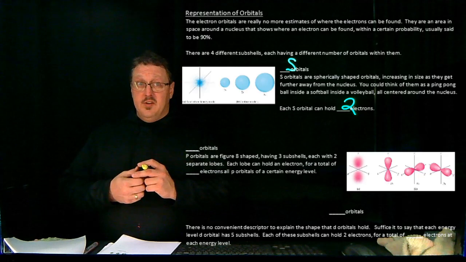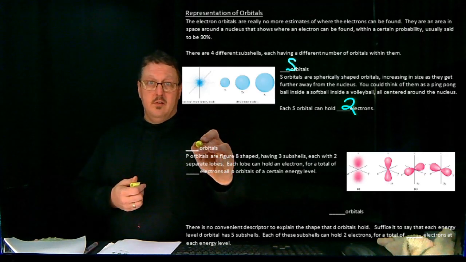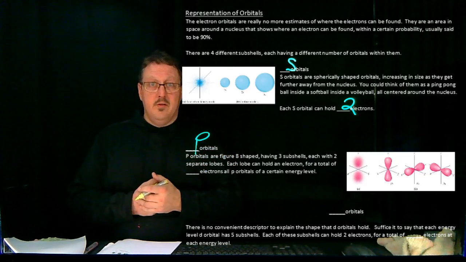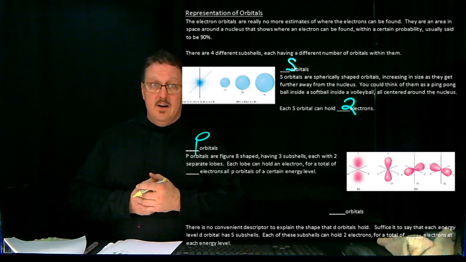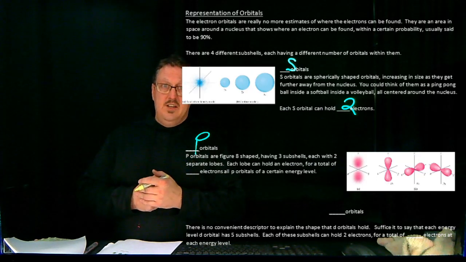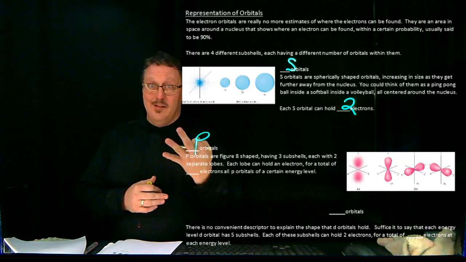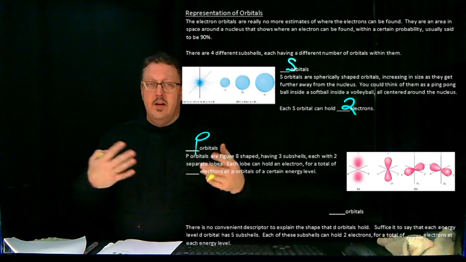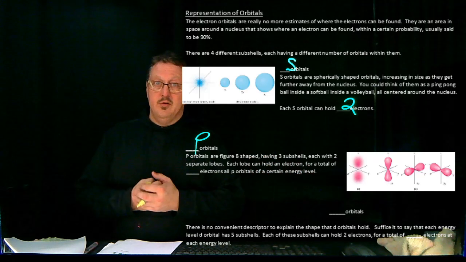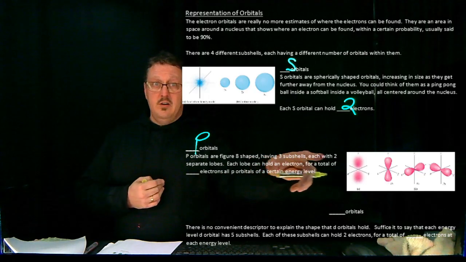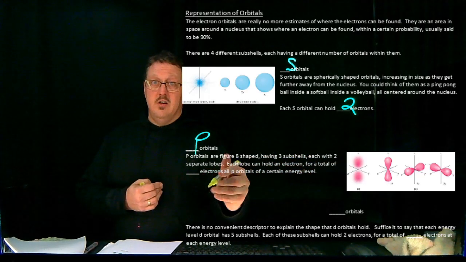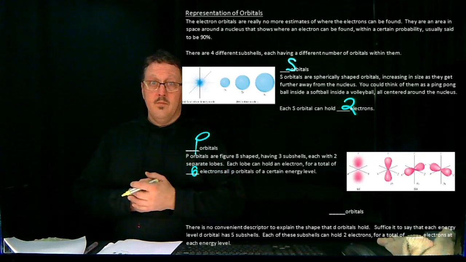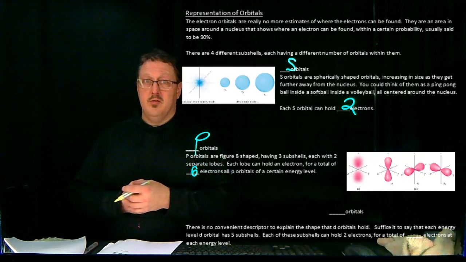The next one we're going to talk about are p orbitals. And p orbitals are figure 8 shaped. Each energy level p orbital has got 3 subshells within it. Each of those subshells has 2 separate lobes. So each lobe can hold an electron for a total of 6 electrons for a possible p orbital of a certain energy level.